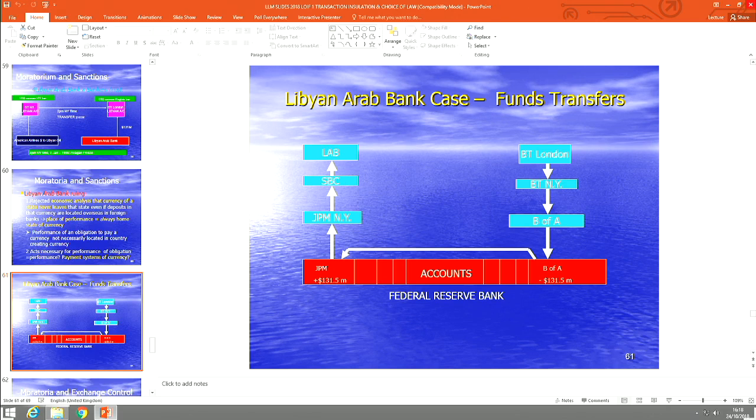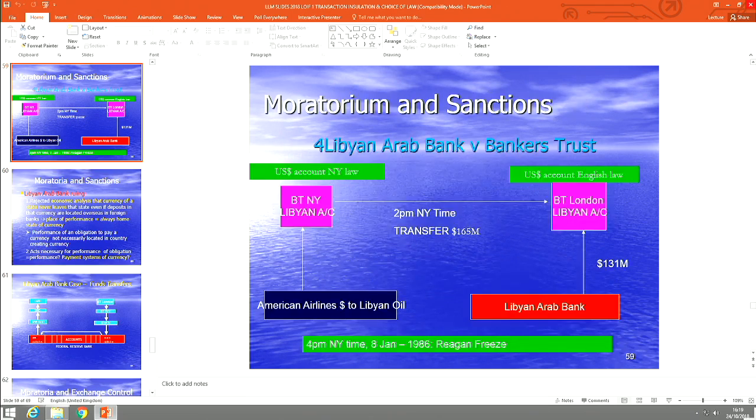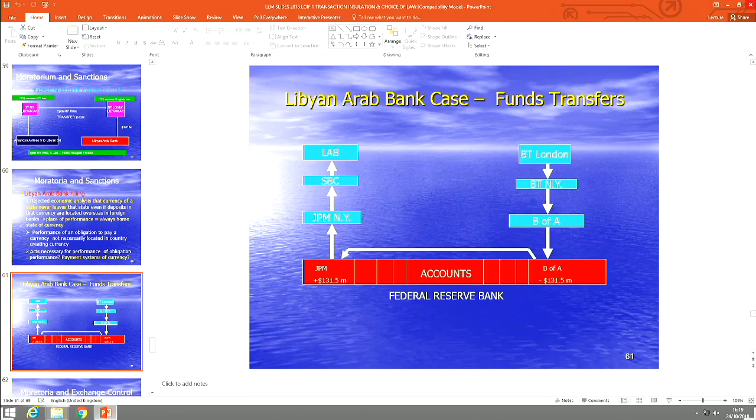Therefore, said Bankers Trust, it's an act necessary for performing our obligation to make the transfer of the $131 million to Libyan Arab Bank, and that can only be done in the United States. Law of the place of performance applies. The law is US federal law, and there is a sanction saying you will not make the payment. Therefore, under English governing law in relation to that account, the place of performance, because of the payment system, was actually in New York.